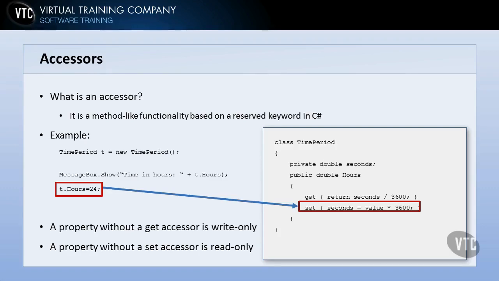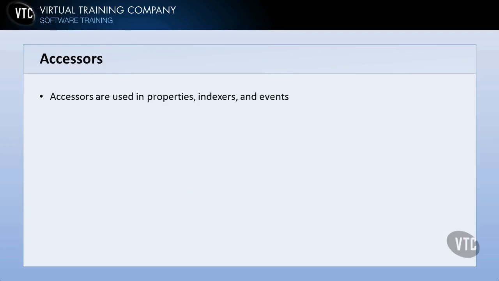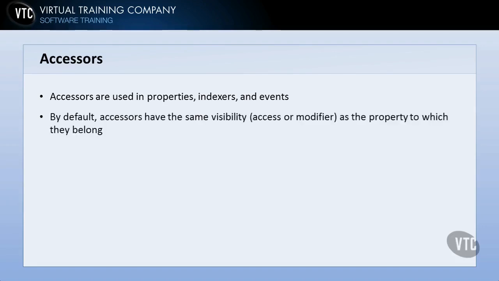Now, accessors are used in properties. That's where we've used them already. They're also used in indexers and events, and we'll talk about both of those later on in the course. By default, the accessors have the same visibility as the property to which they belong. And when I say visibility, I mean the same access to the outside world, or, as we've already seen in the course, the same modifier. So if your property is public, guess what? Your get and set are also public.